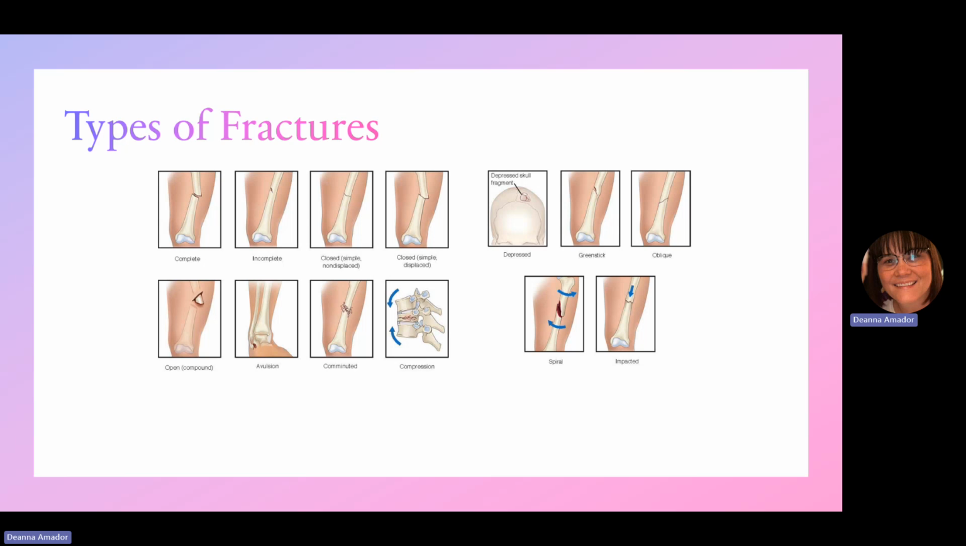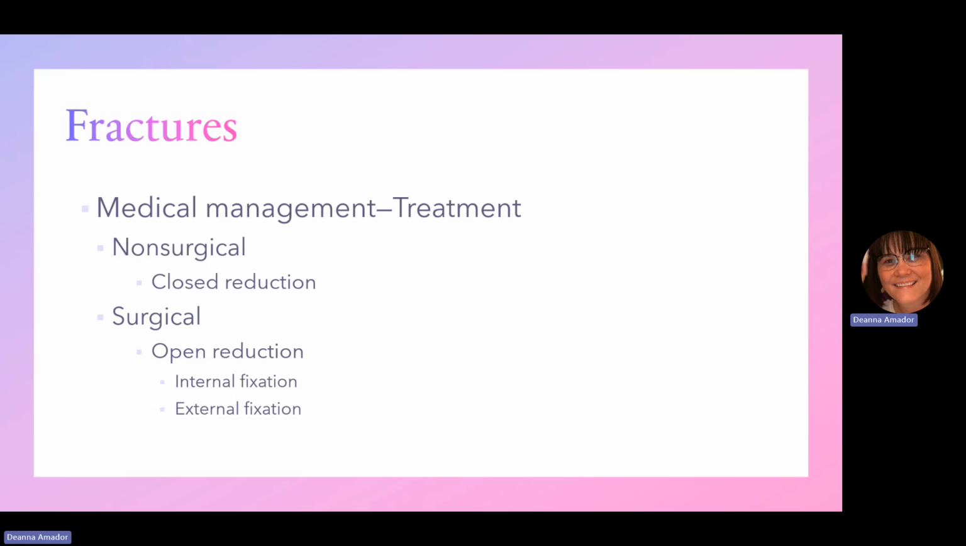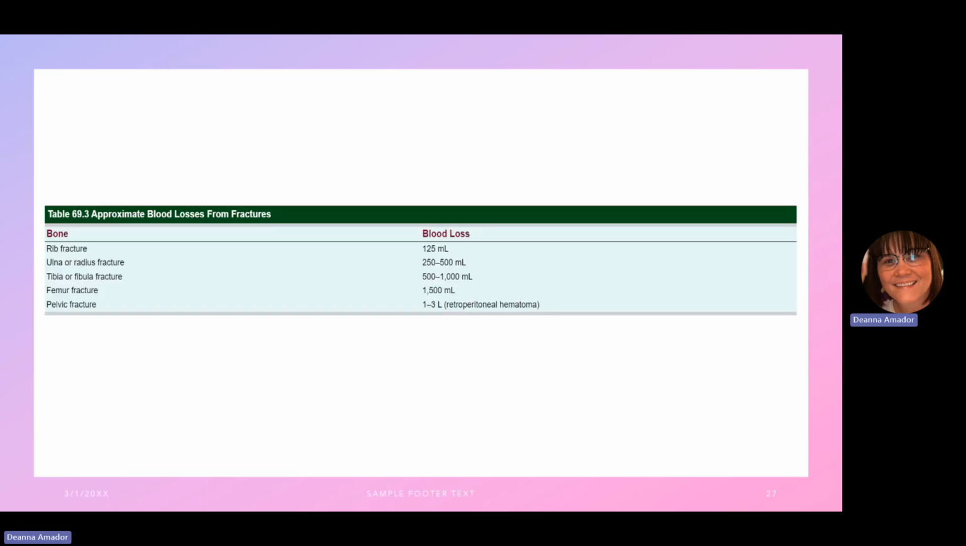As we keep going here, I'll talk more about it in a second. I have a couple more slides to show you about these fractures. Here it talks about non-medical treatment or management for fractures. They can do closed reductions, manipulate and realign the bones. Then they can do surgical open reductions, internal fixations, and external fixations. This next table shows you just how significant the blood loss can be from fractures.